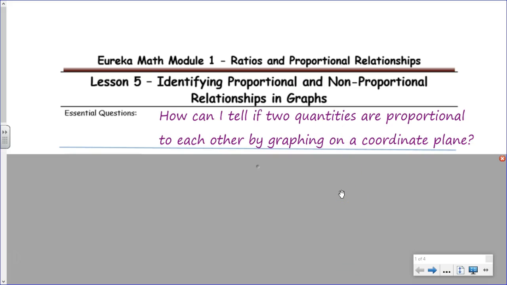Our essential question is, how can I tell if two quantities are proportional to each other by graphing on a coordinate plane? If you have a ruler or a straight edge close by, we're going to use that later on in the lesson. It's okay if it's not a ruler, just something to draw a straight line to keep our work nice and neat. Okay, if you've written down the essential question, keep going.